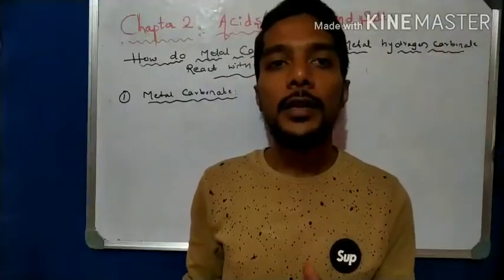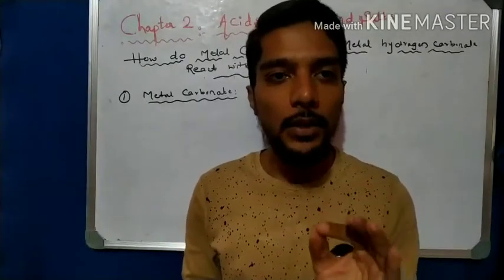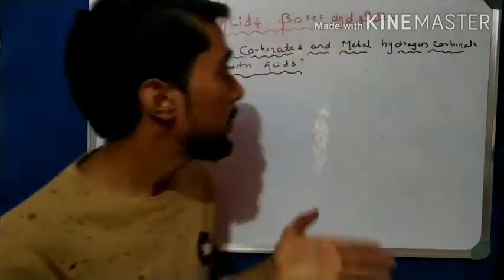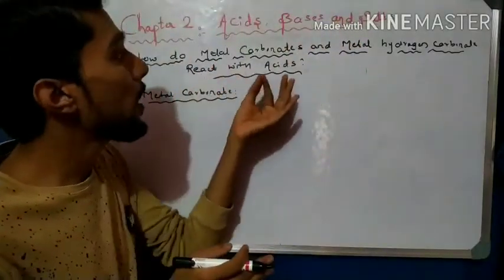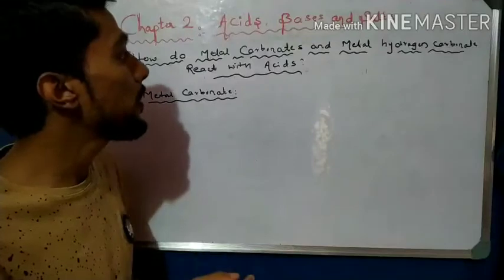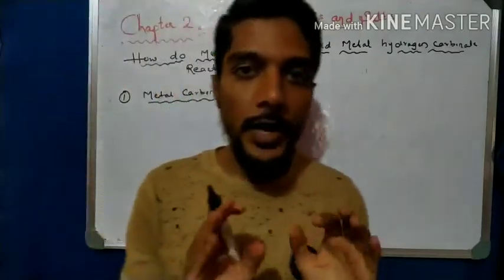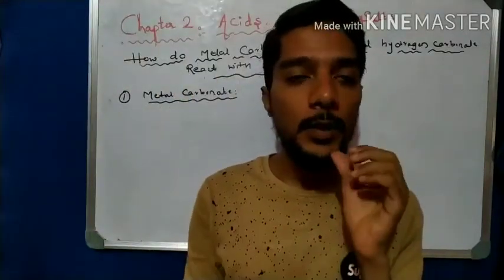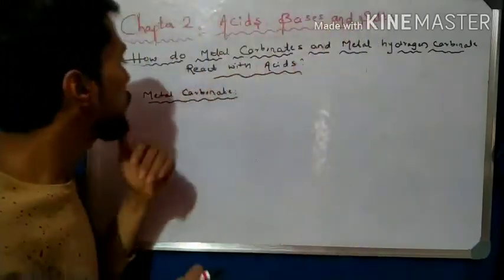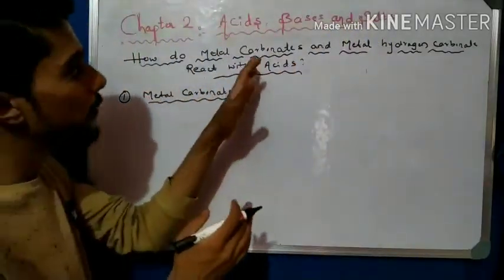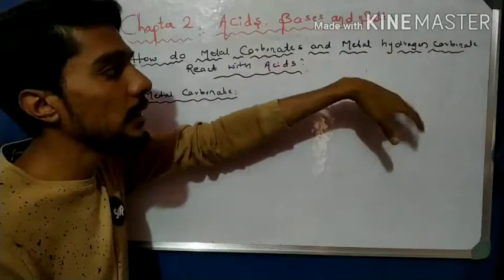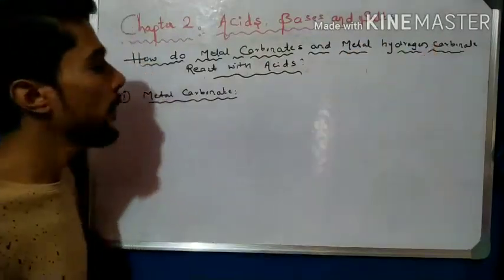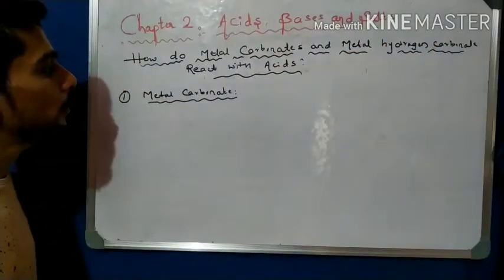Friends, now take another concept, the last concept of this video: how do metal carbonates and metal hydrogen carbonates react with acids? Very important from the examination point of view. I take two parts. First is metal carbonate and then I take metal hydrogen carbonate. So first experiment is metal carbonate.